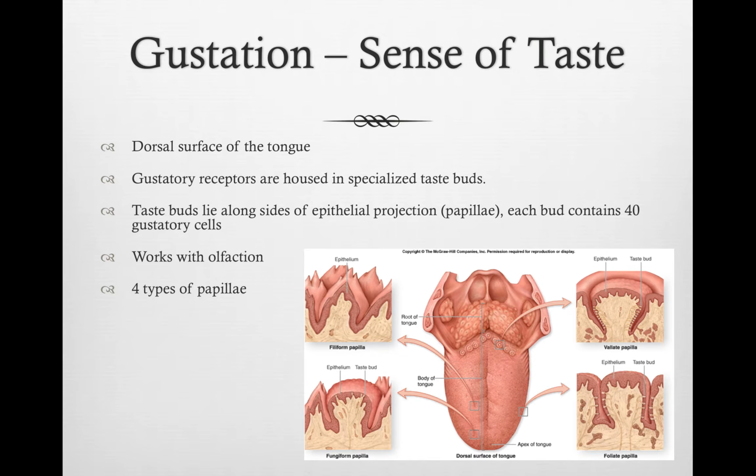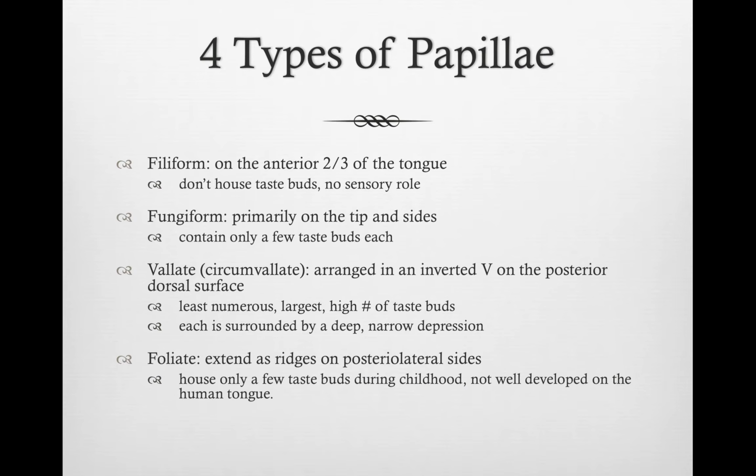There are 4 specific types of papillae that we're going to cover here. The first are called filiform papillae. These are found on the anterior 2/3 of the tongue. These do not house taste buds and have no sensory role. They're more for friction and for drawing things into the mouth. Fungiform papillae are primarily on the tip and the sides of the tongue, and these contain only a few taste buds each.